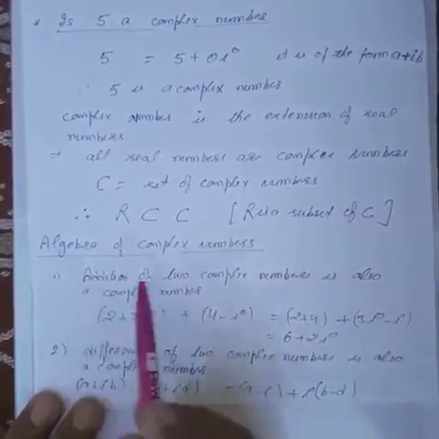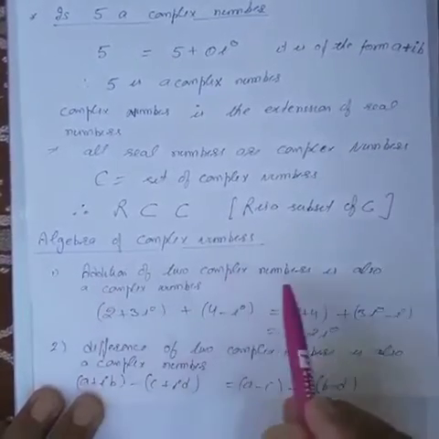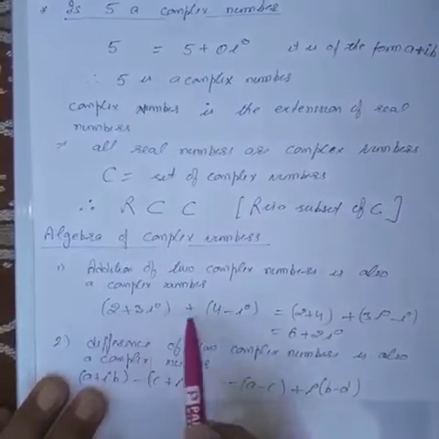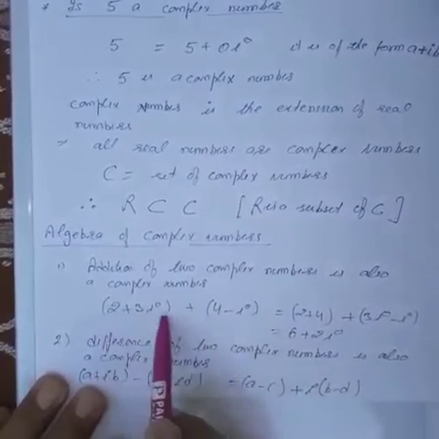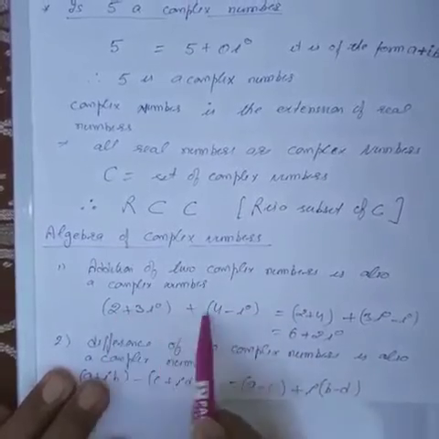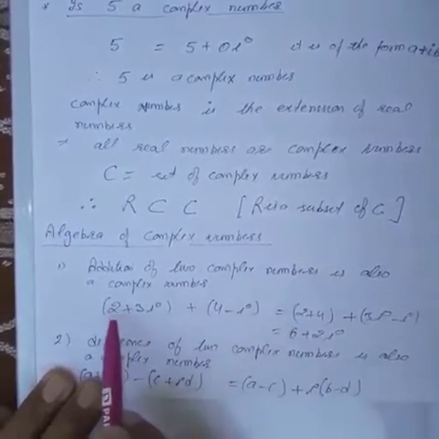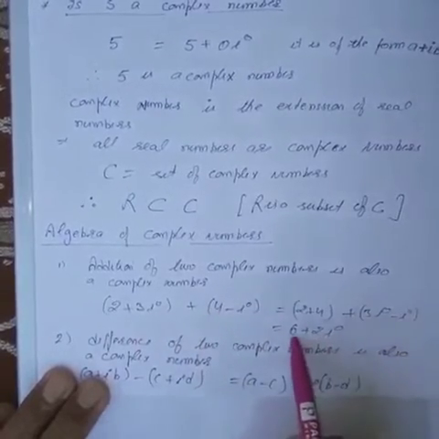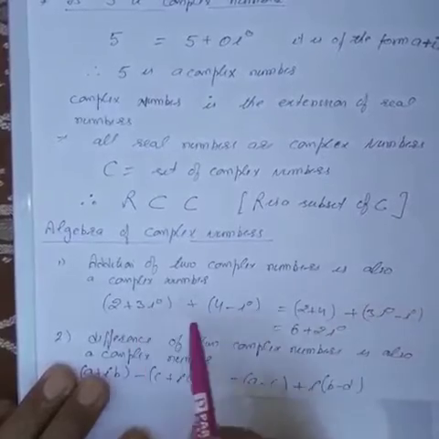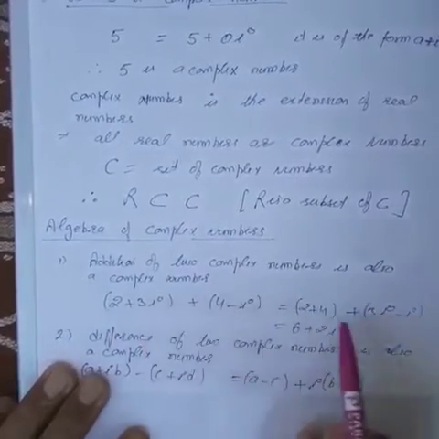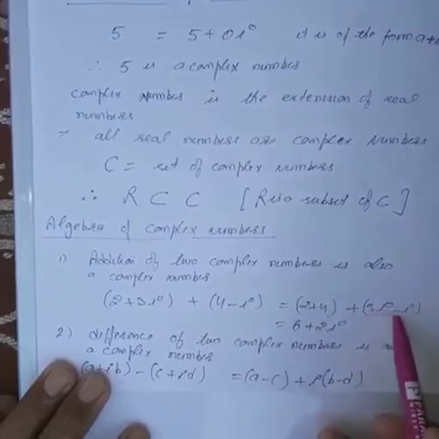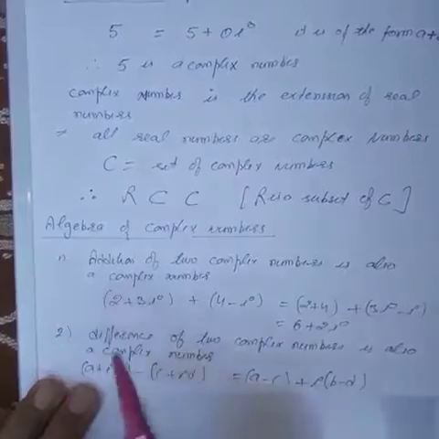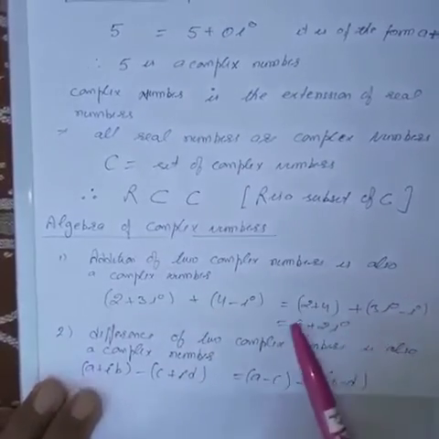Now the first rule is that the addition of two complex numbers is also a complex number. For example, if you add these two complex numbers, we have assumed any two complex numbers. When you add, we have to add real part to real part, 2 plus 4, and we will add imaginary part to imaginary part, 3 iota minus iota, and after simplification we will have 2 iota. So this is a complex number. So therefore the addition of two complex numbers will always be a complex number.